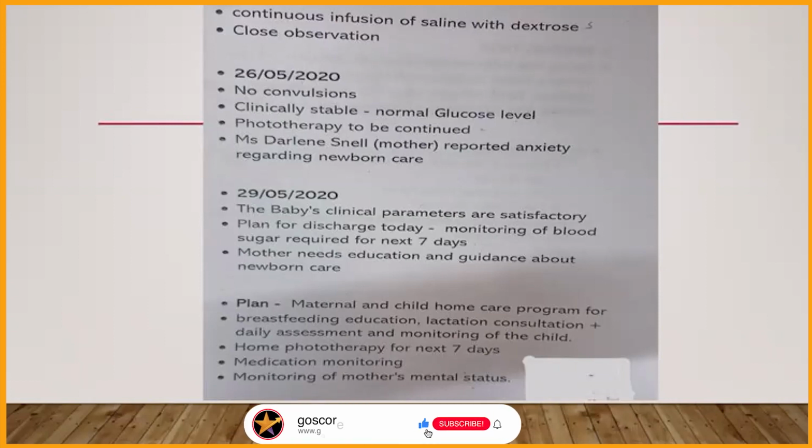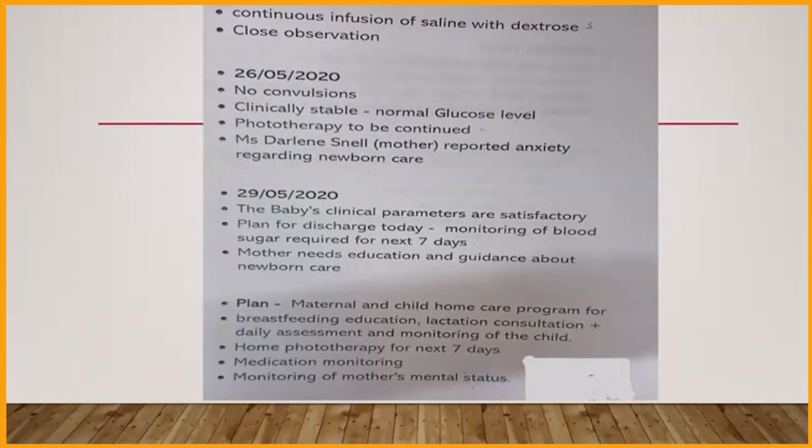Okay. Now the plan is maternal. See, both the mother and the child require help. That has to be clearly mentioned in the first and also in the introduction. Maternal and child home care program. For why? For what? What is the reason? Because of breastfeeding education. The mother needs breastfeeding education along with lactation consultation. And also the baby requires daily assessment and monitoring of the child.